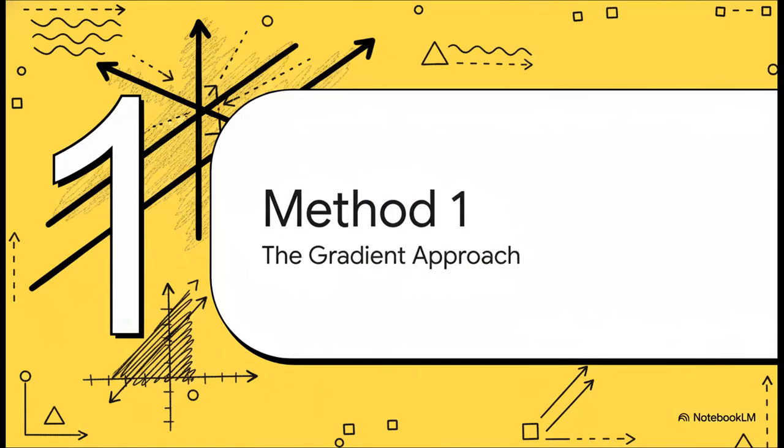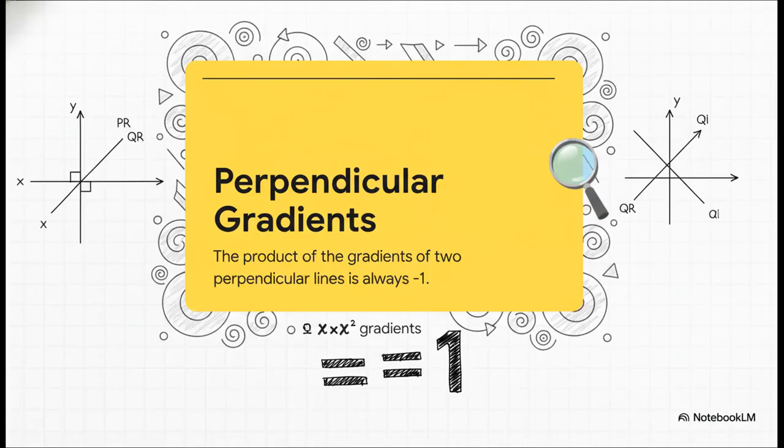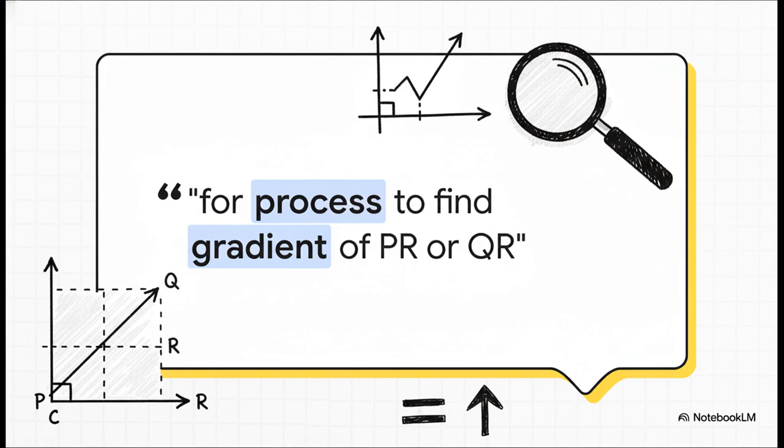The gradient approach. If we know 2 lines are perpendicular, that tells us something really specific and useful about their gradients. And here is the rule you absolutely have to remember: when 2 lines are at right angles to each other, you multiply their gradients together, and the answer is always -1. That single fact is going to power this whole first method. And the mark scheme tells us that just starting this process, just trying to find an expression for the gradients of PR or QR, gets you your first mark. So, let's go get it.